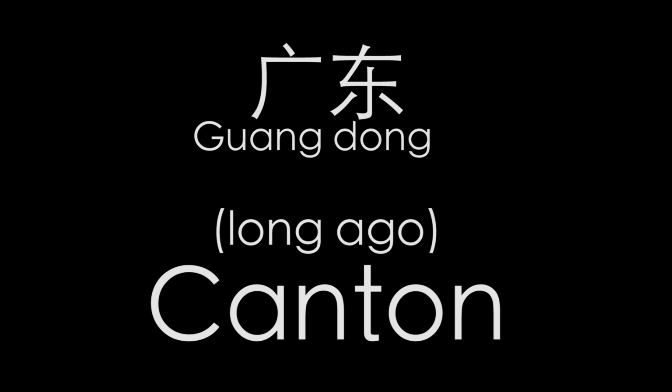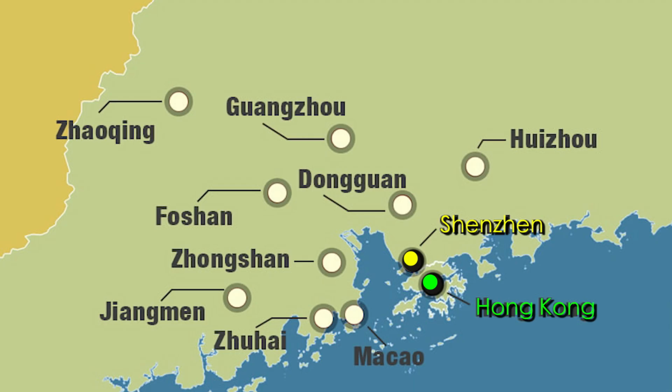The province of Guangdong, or Guang East, 广东 used to be called Canton. The language that is spoken in this province is a dialect, very different from the official Chinese or Mandarin. This dialect is called Cantonese. This is a map of the Guangdong province. You can see the city of Shenzhen, one of the most interesting cities in China. Shenzhen is right next to Hong Kong. And in Hong Kong, they speak the same dialect, Cantonese.